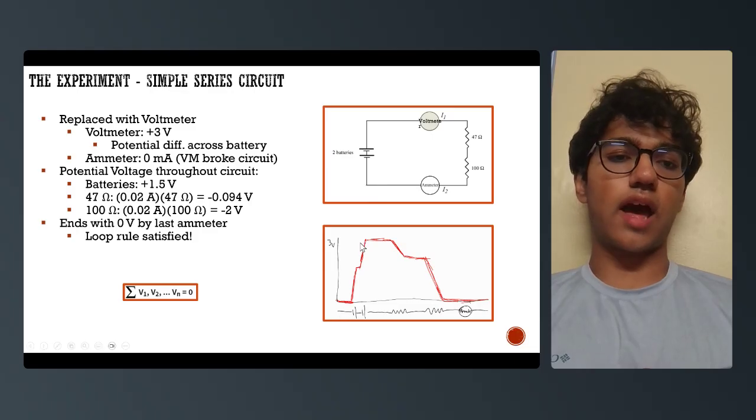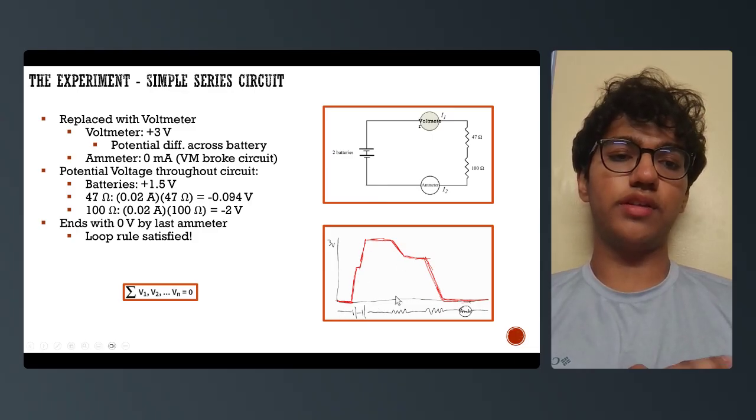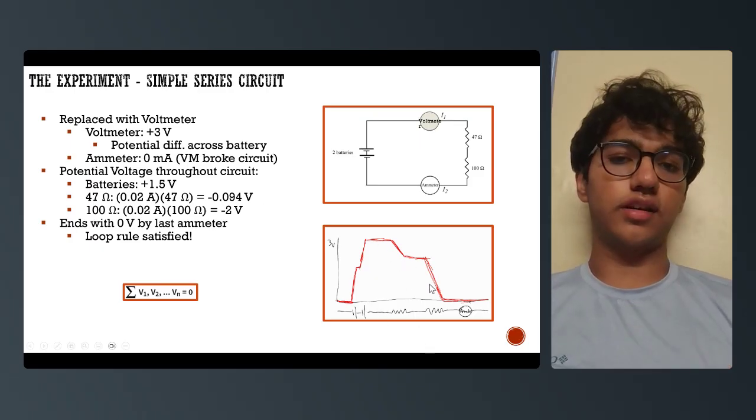This is the graph of the change in voltage. As you can see, it goes up 1.5, goes up another 1.5 because of the two batteries, and the first resistor eats up 0.094 volts, and the second resistor eats up 2 volts.